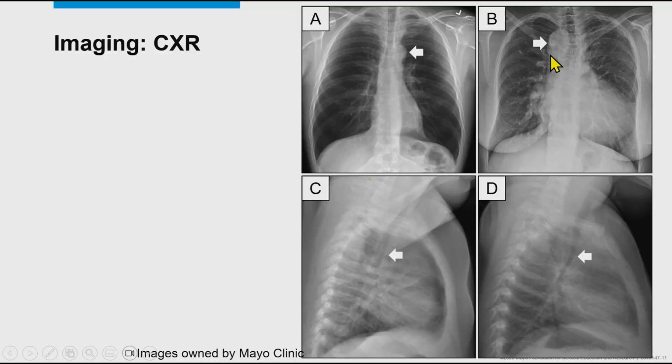As opposed to the right aortic arch, where you can see the air column in the trachea being indented to the left side, being pushed to the left side, and the indentation is from this right-sided aortic arch.